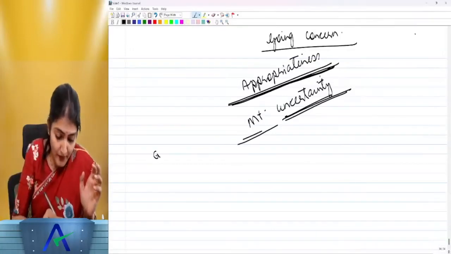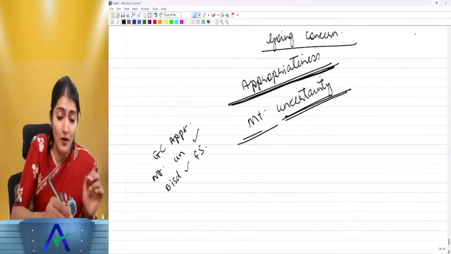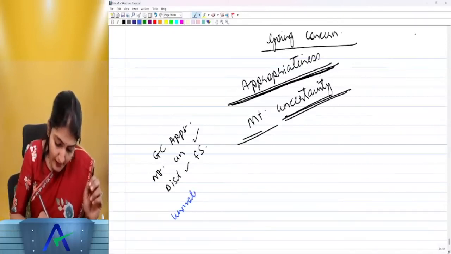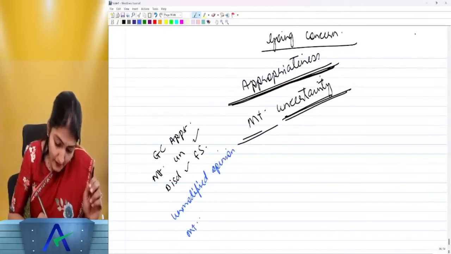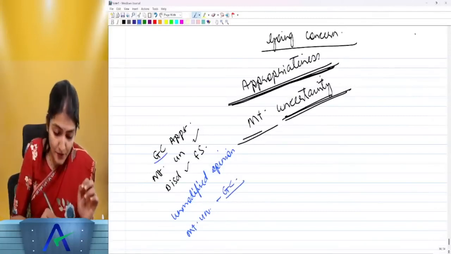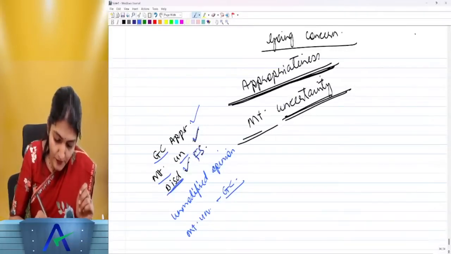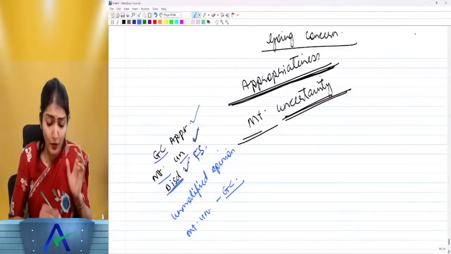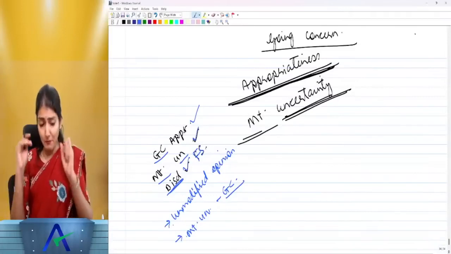So now say, as an auditor, I found out that the going concern assumption is appropriate, but there is a material uncertainty and adequate disclosures have been made in the financial statements. And as an auditor, what do I need to do? I need to issue an unmodified opinion, a clean report with a material uncertainty related to going concern para. Right? So the going concern assumption is appropriate, but there is a material uncertainty and management has made the adequate disclosures in the financial statements. Then auditor, what will you do? You will issue an unmodified opinion with a material uncertainty related to going concern para.